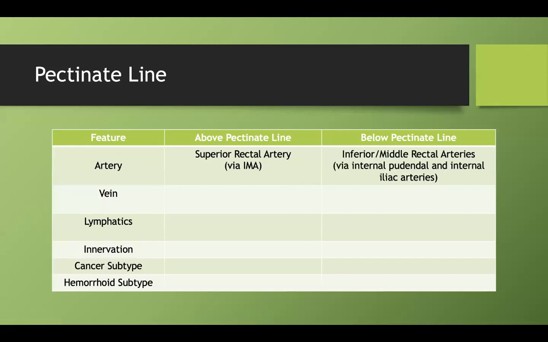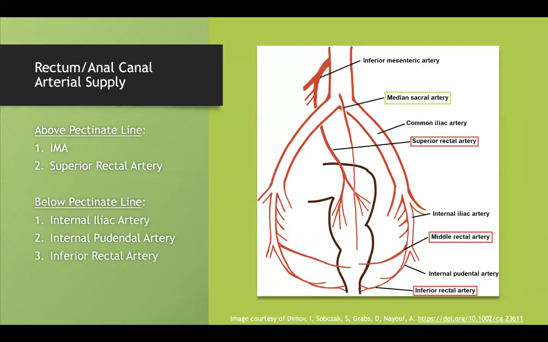On the other hand, if you look at the region below the pectinate line, such as the upper anal canal, that region is going to be supplied by the inferior and middle rectal arteries. And those arteries are not branch points off of the IMA. Instead, they are branch points off of your internal iliacs and your internal pudendal arteries.